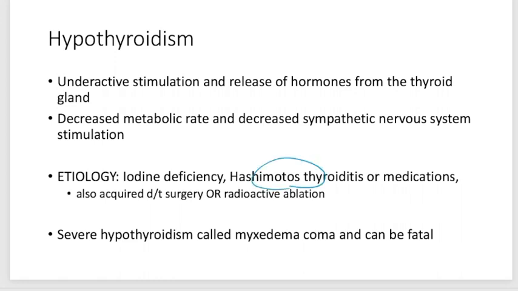Usually it is an autoimmune process as well, and that is termed Hashimoto's thyroiditis. Another is iodine deficiency, again, more common in non-industrialized countries. And then we do have certain medications. The other way that we get it is acquired hypothyroidism, and this is due to surgery or radioactive ablation secondary to Graves' disease. There is a severe hypothyroidism state called myxedema coma, and this can also be fatal.